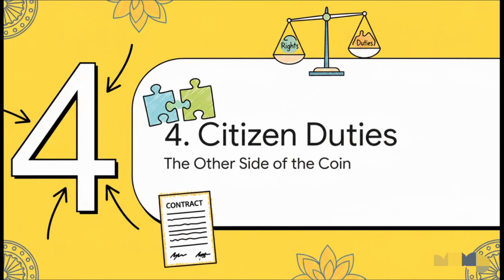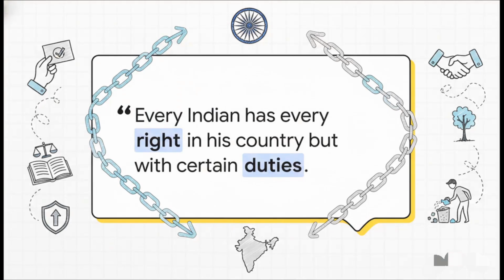But a contract is a two-way street. And that brings us to the third piece of the puzzle, your fundamental duties. This is your side of the bargain. Just like Sardar Vallabhbhai Patel said, rights and duties really go hand in hand. The idea is pretty simple. Being a citizen of a country that gives you all these incredible rights also comes with a set of responsibilities.